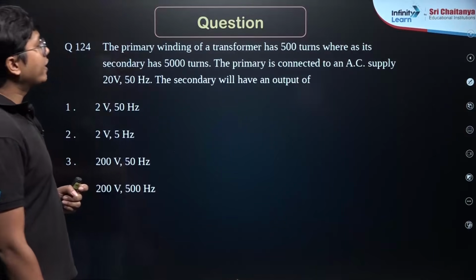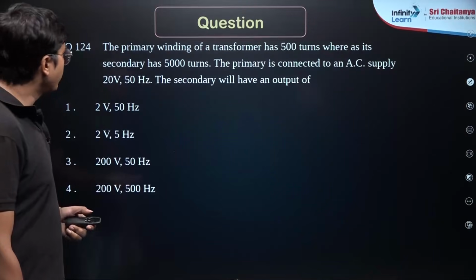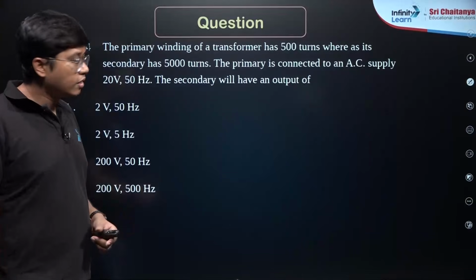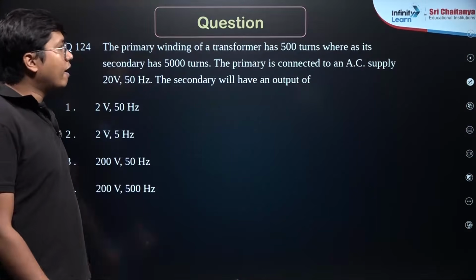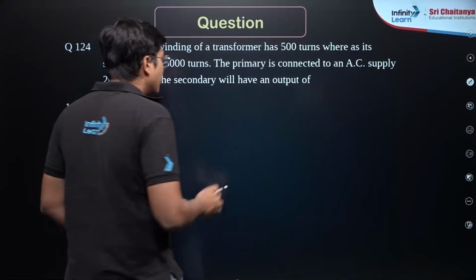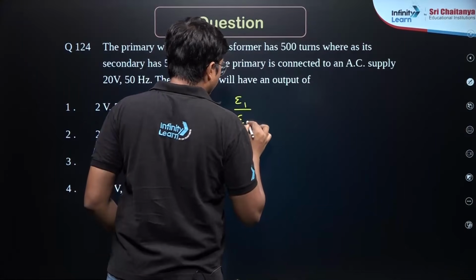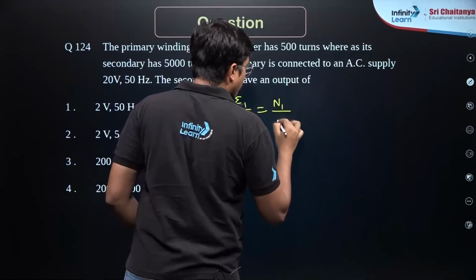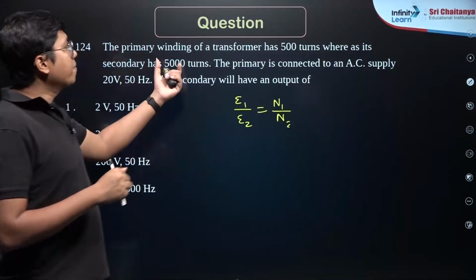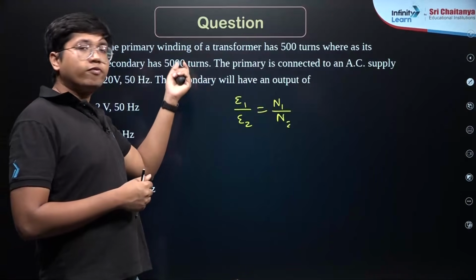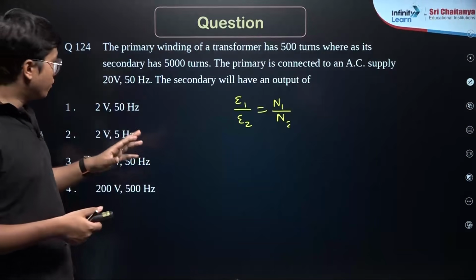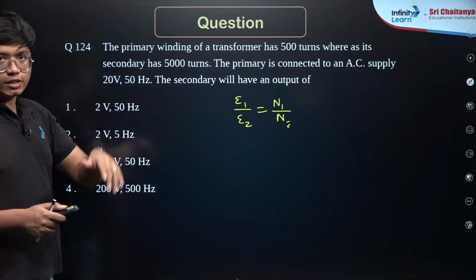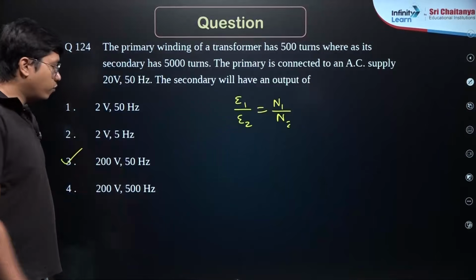Next one, primary winding of a transformer has 500 turns, whereas its secondary has 5000 turns. The primary is connected to an AC supply, 20 volt, 50 hertz. The secondary will have an output of how much? We know the EMF, E1 by E2, is N1 by N2. If the number of turns I am making 10 times from 500 to 5000, the voltage should also go by 10 times, 20 volt to 200 volt, and the frequency never changes in a transformer. So it is 200 volt and 50 hertz.